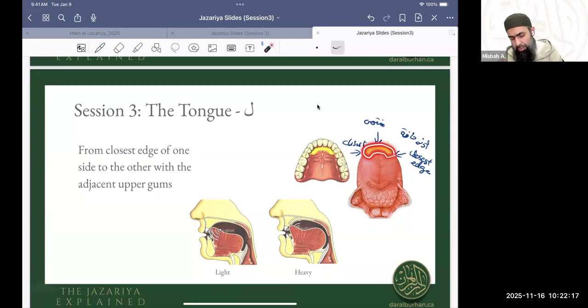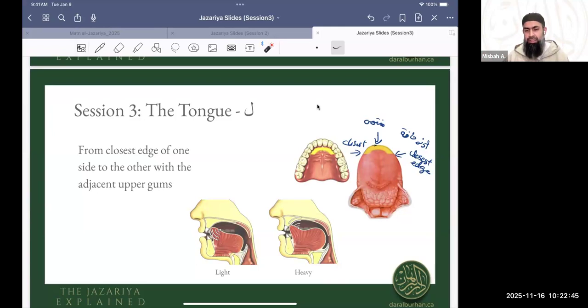Okay? And remember I said don't get caught up in theory. Just do al, al on your own. Feel your tongue. Al, what's happening? It's the edge in correlation with the gums, right? The edge, which is at the tip, in correlation with the gums, is used to produce lam. What did I write in the English?